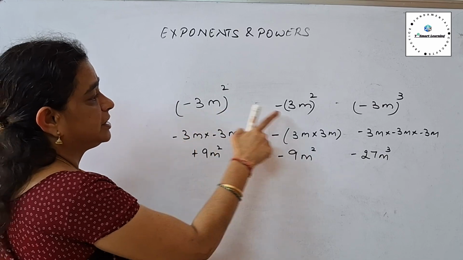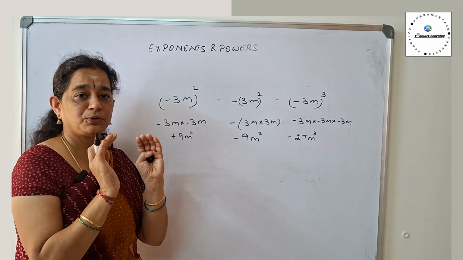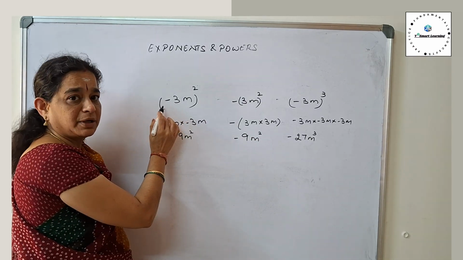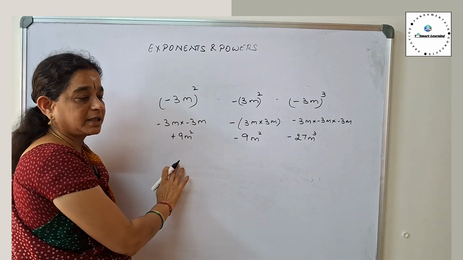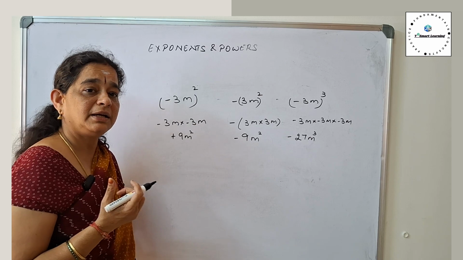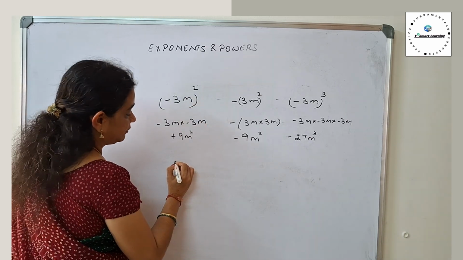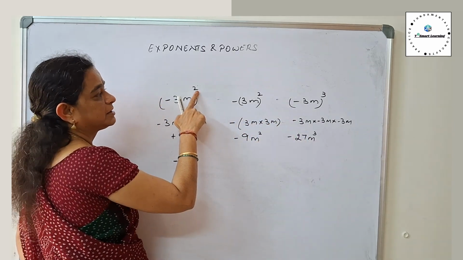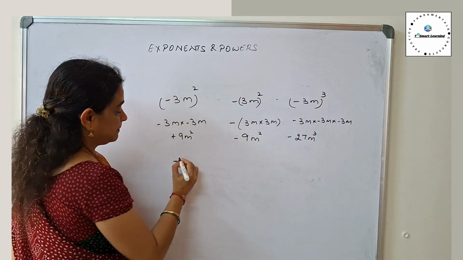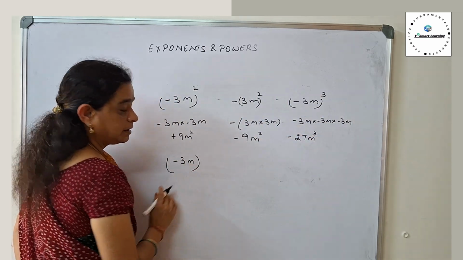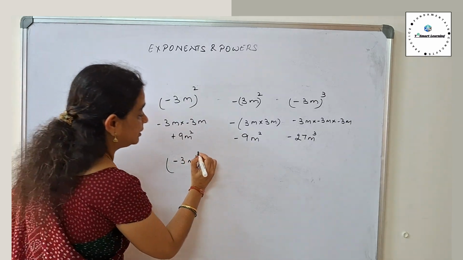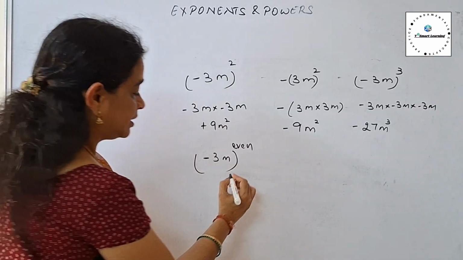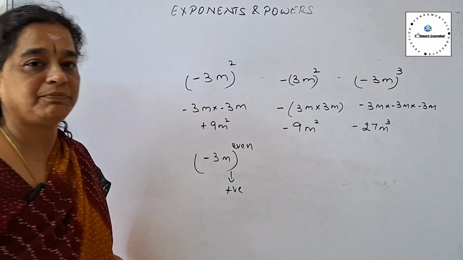See, both are minus 3m squared. But just by changing the position of the bracket, the whole answer changes. So whenever the negative number comes inside the bracket, it's important to know what sign the answer takes. For example, you have minus 3m inside the bracket in both these 2 cases, but this is an even number, this is an odd number, which means when a negative number is raised to an even power with the negative sign within the bracket, the answer will be positive.